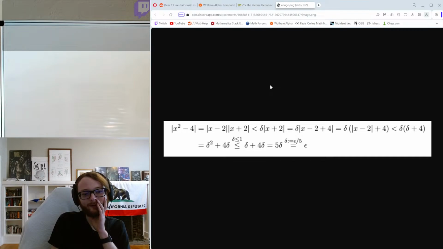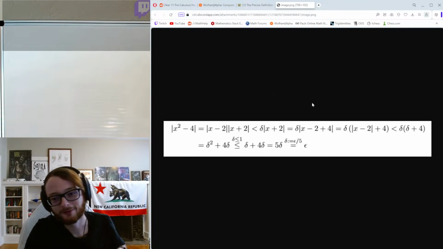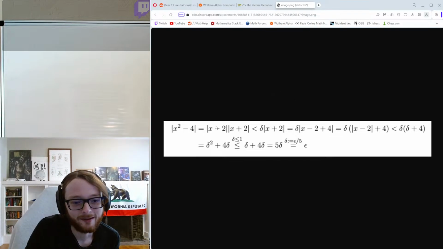That's an interesting way to do it. So we know that the absolute value of x minus 2 is less than delta, so that's how this step happens. Then we want to take this x plus 2 and make another x minus 2 out of it if we can. So we say that positive 2 is the same as negative 2 plus 4, which gives us an x minus 2.